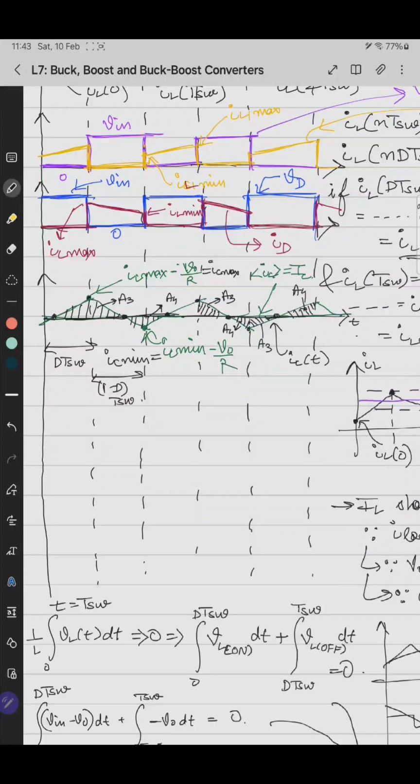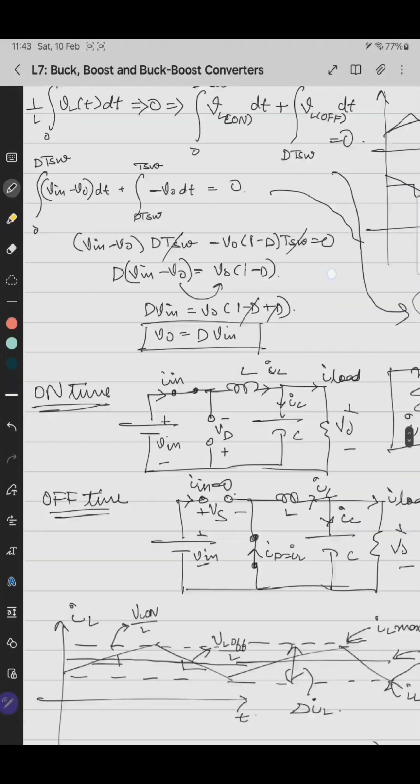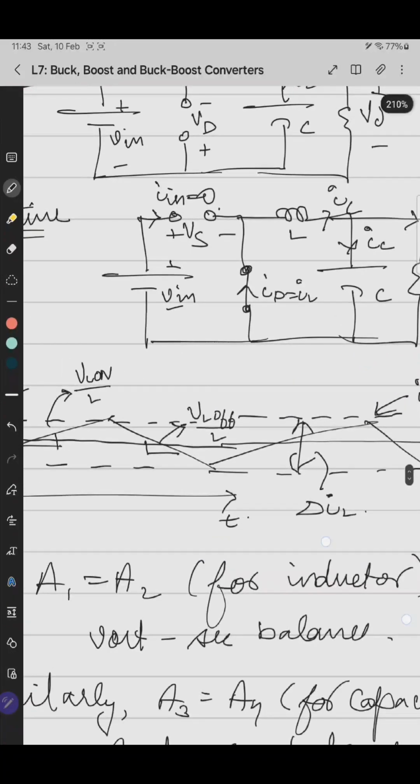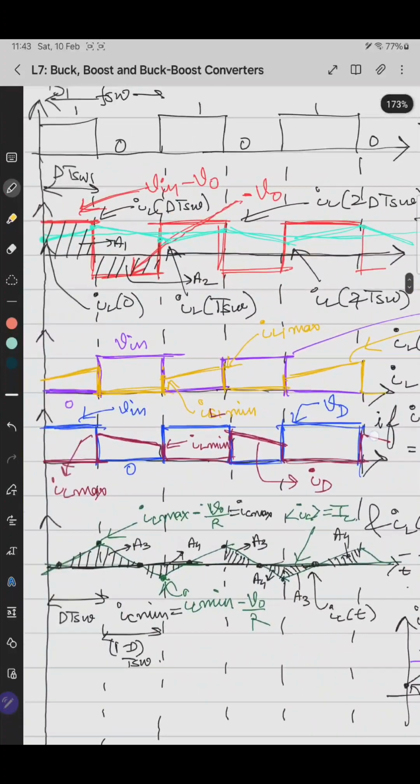And say this is the slope. What is the slope of the falling edge of the inductor current? It is mentioned here, VL off by L. VL on is V in minus V naught by L. This slope is minus V naught by L. The slope is minus V naught by L.